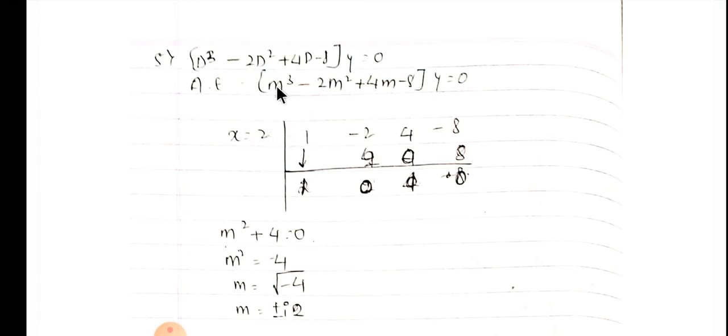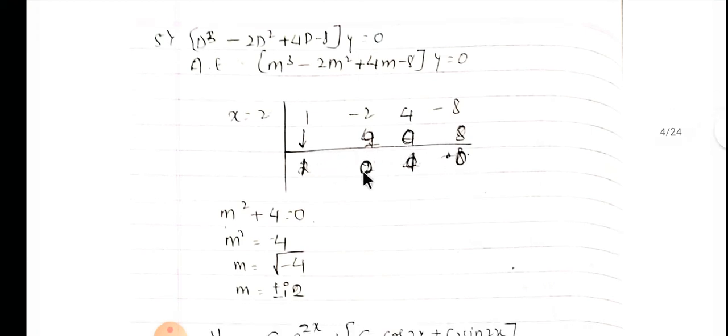Therefore, the coefficient of m cube is 1, m square is minus 2, m is 4, and the constant is minus 8. 1 is 1 here. 1 into 2 is 2. Minus 2 plus 2 gives 0. 0 into 2 is 0. 4 minus 0 is 4 itself. Then 4 into 2 is 8. Minus 8 plus 8 turns out to be 0. Always the last term will turn out to be 0.